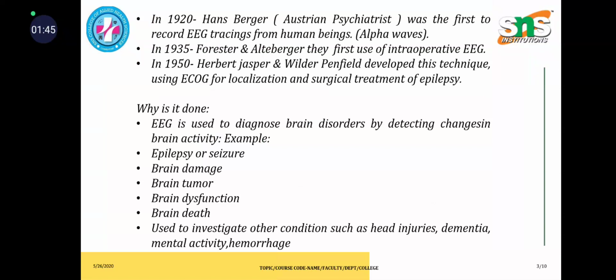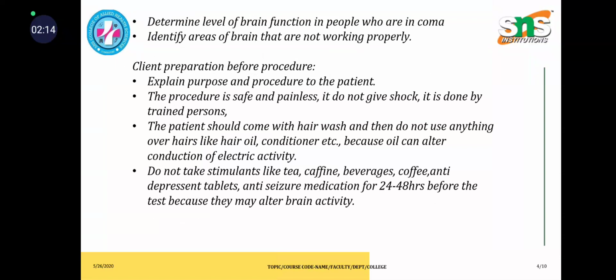Why is it done? EEG is used to diagnose brain disorders by detecting changes in brain activity. Examples: epilepsy or seizure, brain damage, brain tumor, brain dysfunction, brain death. It is used to investigate other conditions such as brain injury, dementia, mental activity, and hemorrhage. To determine the level of brain function in people who are in coma. Identify areas of the brain that are not working properly.